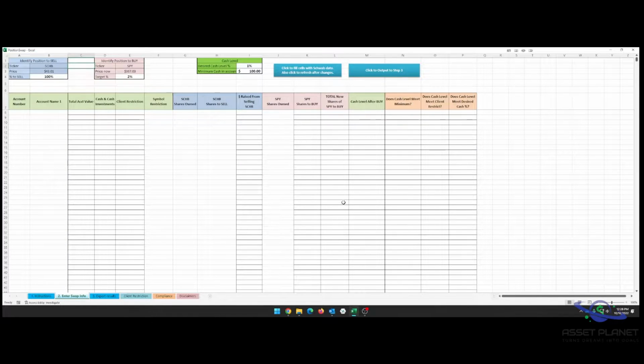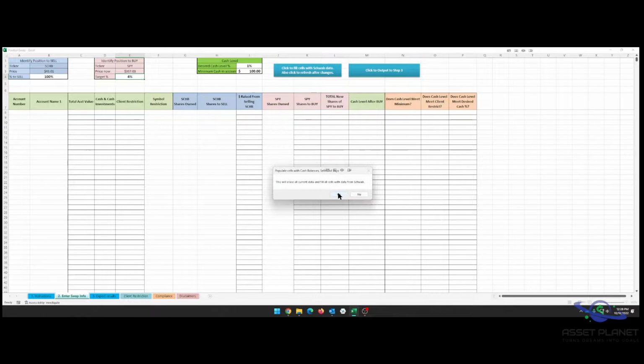Our import's complete. We are going to sell 100% of this particular ETF. That was the last reported price. You should always update when you're ready to pull the trigger, because that will be an outdated price pulled from information from Schwab. And we're going to, let's say, buy a 4% position of SPY. We want to keep 1% cash after all the trades are done and a minimum of $100 cash. Now that we have our parameters, let's see what the results are.